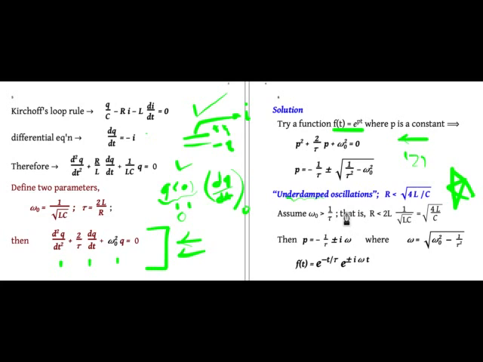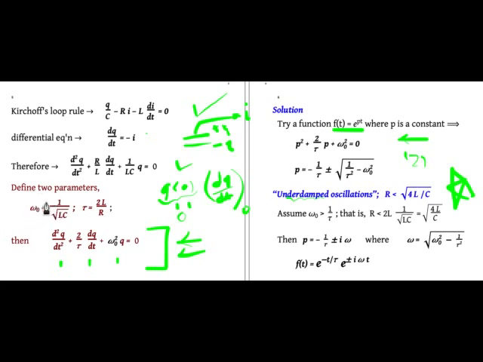So this condition says that 1 over tau, which will be R divided by 2L, is less than 1 over the square root of LC. So in other words, R is less than 2L times 1 over the square root of LC. Is that clear? If I put in here 2L over the square root of LC, then the 2L's will cancel. I'll just get tau is equal to 1 over omega 0.